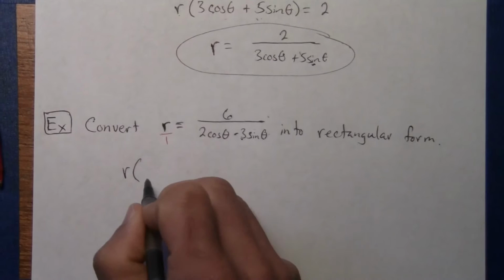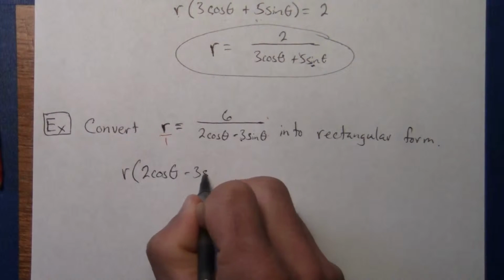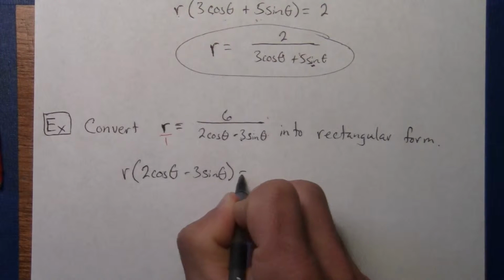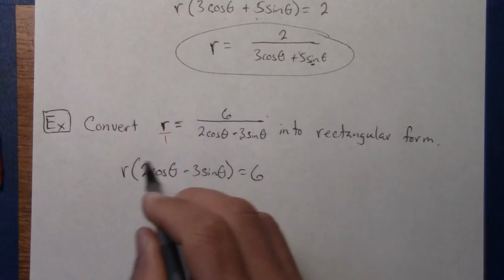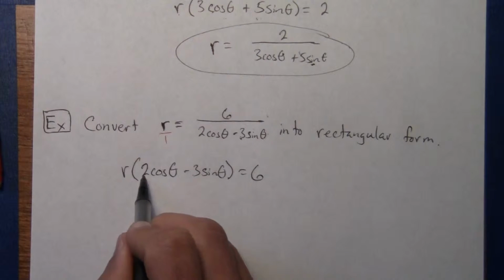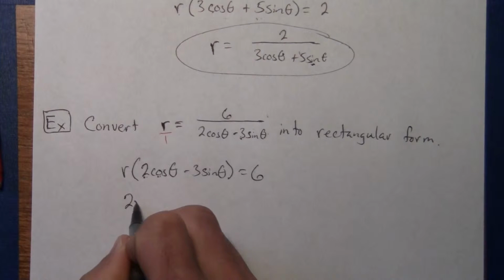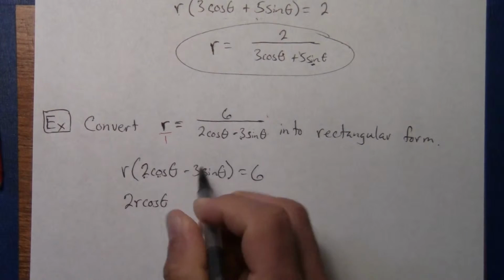So it's r times the quantity 2 cosine of theta minus 3 sine of theta is equal to 6. I'm going to go ahead and distribute the r. Now understand this 2 in front of the cosine, that's all one term, so I only get to multiply one of them by r, and I'm going to multiply the actual cosine by r.